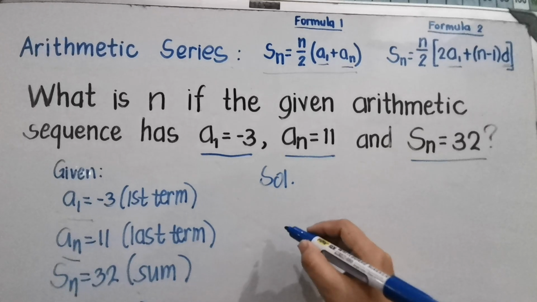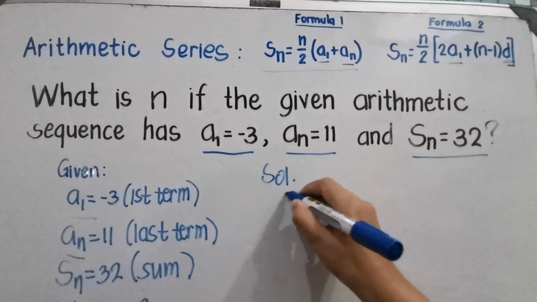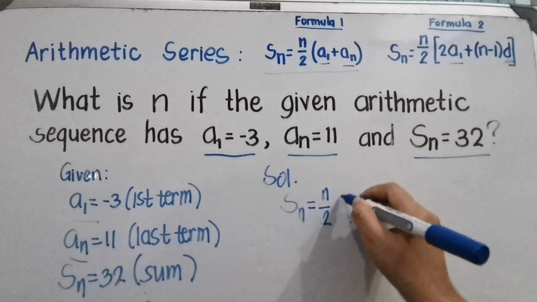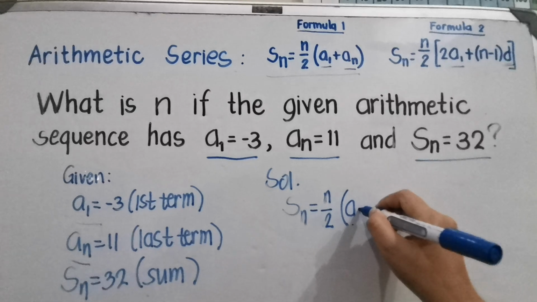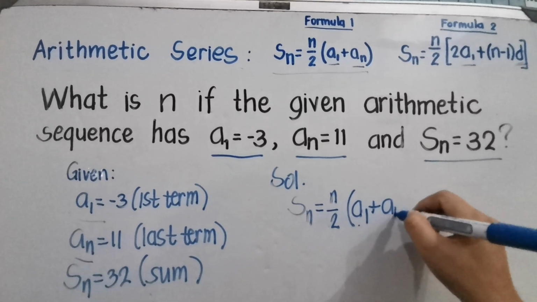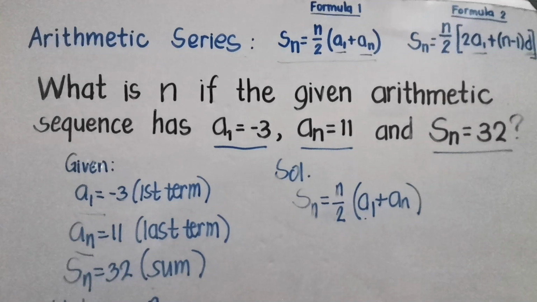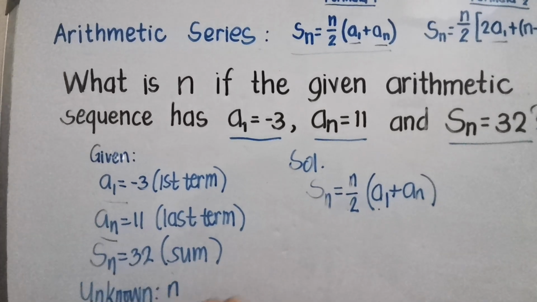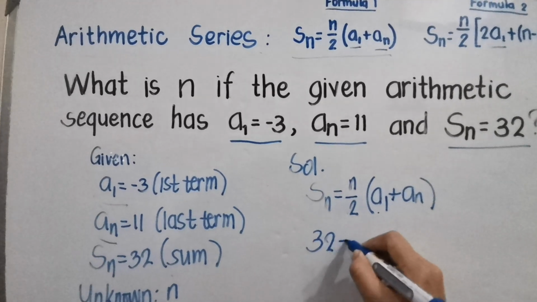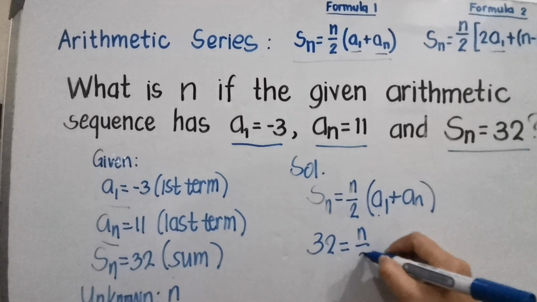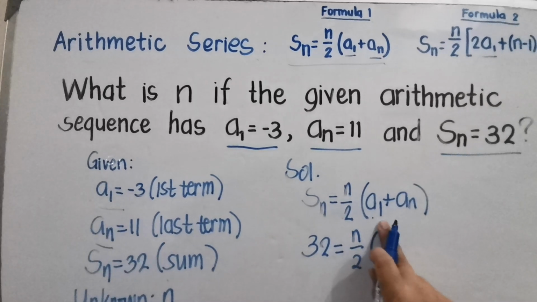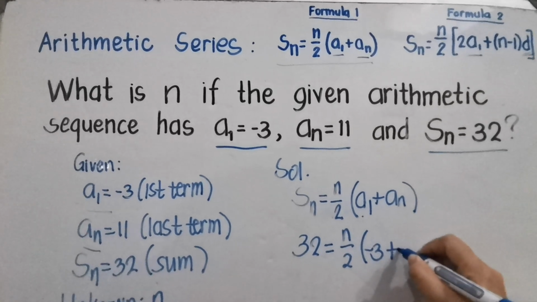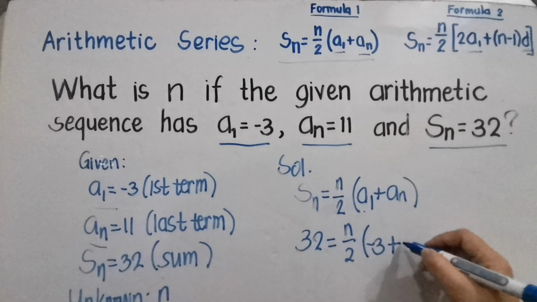So the first formula is s sub n is equal to n over 2 times the quantity of a sub 1 plus a sub n. Then, let's substitute. The value of s sub n is 32, equals, copy n over 2 times the value of a sub 1 is negative 3 plus the value of a sub n is 11.